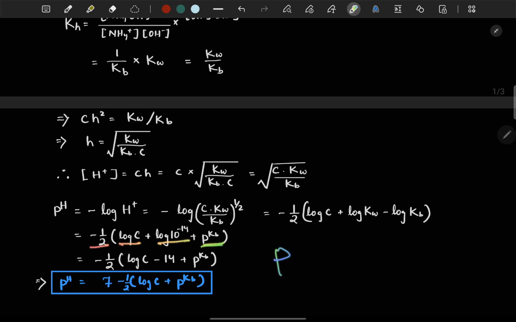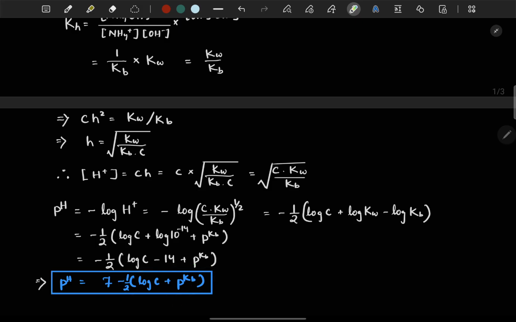pKb. We know pKb is equal to minus log of Kb. So this is again minus half, this will be minus 14, and this is pKb. If you take this minus 14 to outside, it will be plus 7, and remaining that is minus half of log C plus pKb. So overall we can see the pH will be less than 7 because 7 minus something.